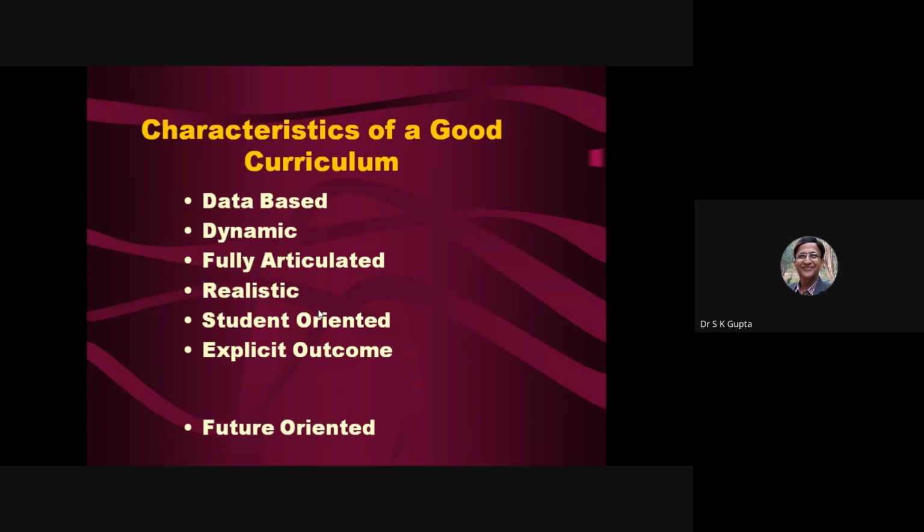Then future oriented, our curriculum should be future oriented, means our curriculum should meet the future requirements of the industry. So we will be discussing all these points one by one. First, I would like to know from my dear friends what you understand by this data based. Any idea? Our curriculum should be data based. Is it some credit system, like how much credit any particular course contains?